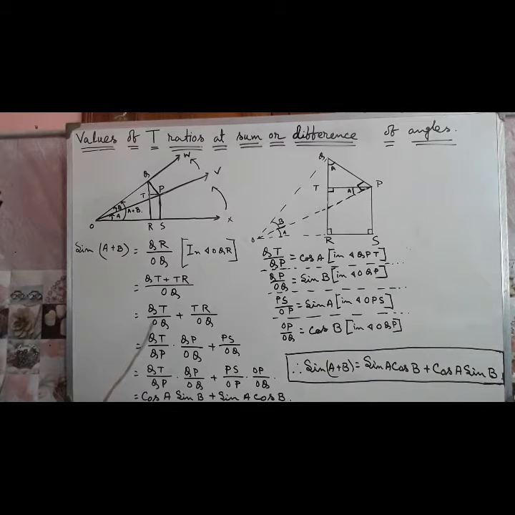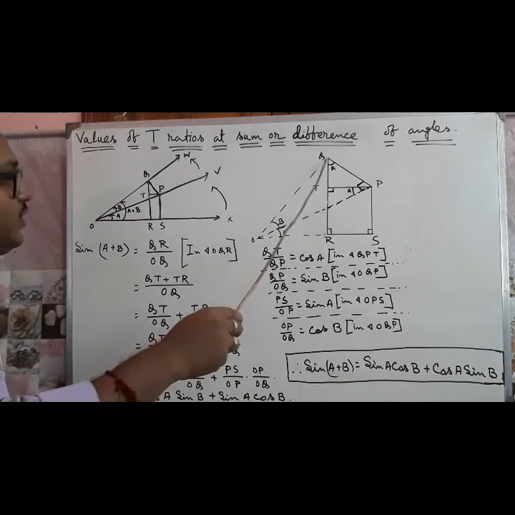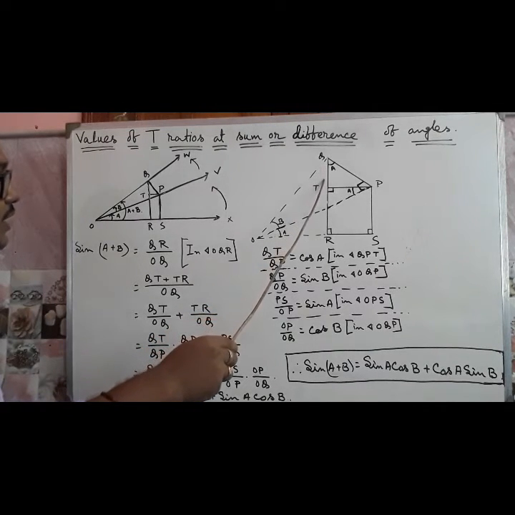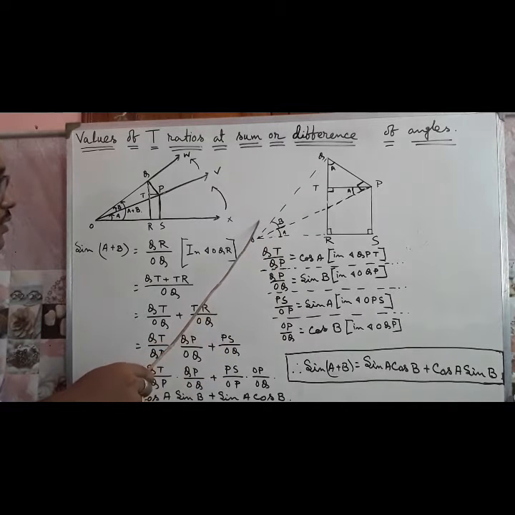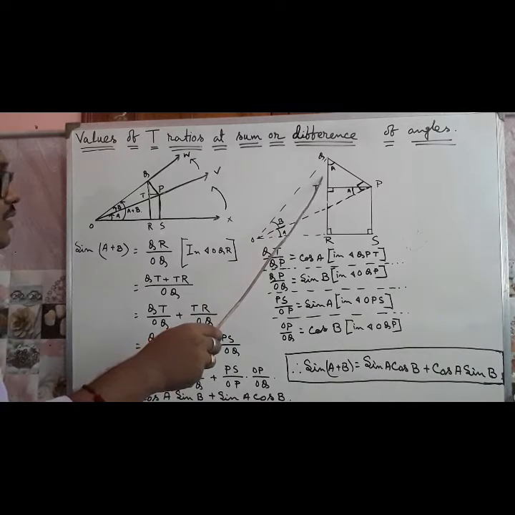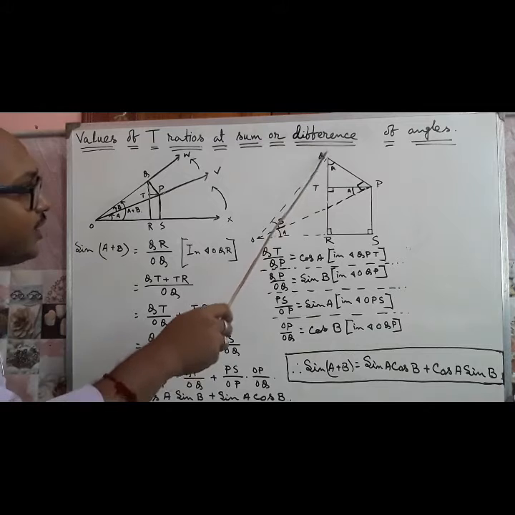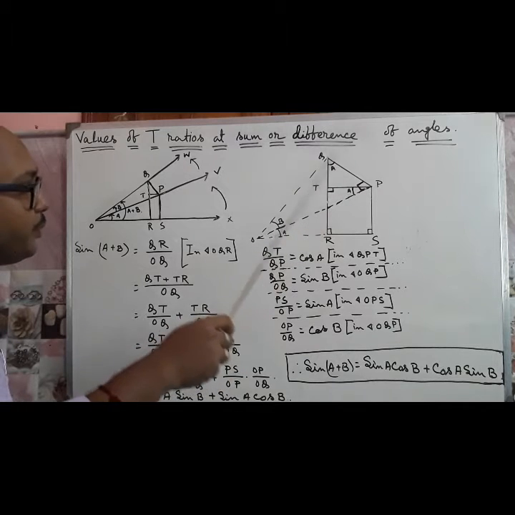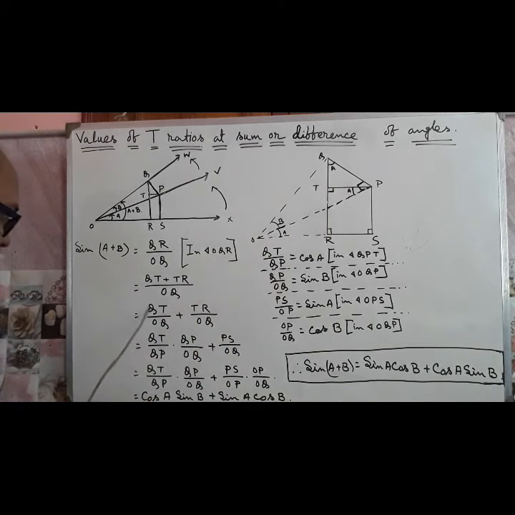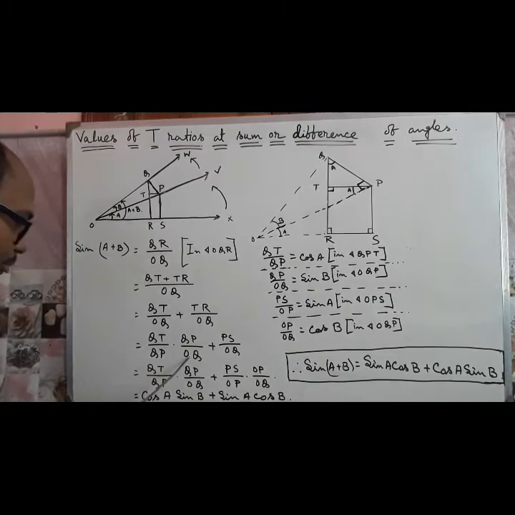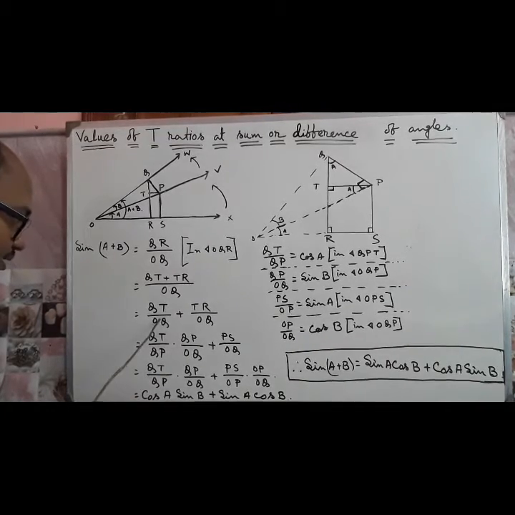After that, this QT by OQ. You see what is QT? This is the side QT, and OQ is this one. But they are not forming any right triangle. So what we did: QT by QP, then into QP by OQ. This value remains the same, QT by QP into QP by OQ, as QP is eliminated. That's why we have written it in this way.